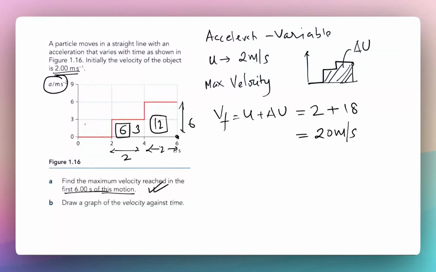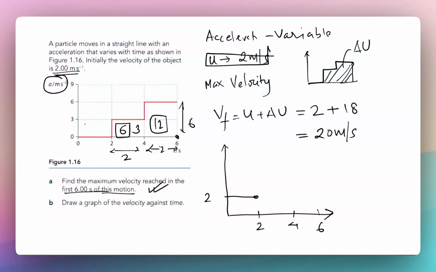Now draw a graph of the velocity against time. So this is going to be easy. We have this time, we are going to call 2, 4, and 6. Initially, from 0 to 2, there is no acceleration, so it will have the same velocity with which it is traveling. So this is going to be 2, right? So no change in the velocity.